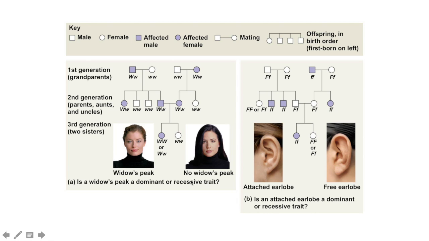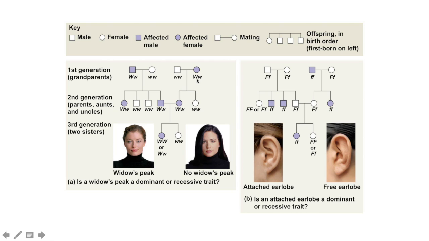So the question here is, is a widow's peak a dominant or a recessive trait? By looking at the pattern of who is affected and who is not, we can try and determine whether this is a dominant trait or a recessive trait. So it's already kind of done here for us. You can see that capital W is used to indicate a widow's peak, and a lowercase w is shown to represent unaffected people who have no widow's peak.